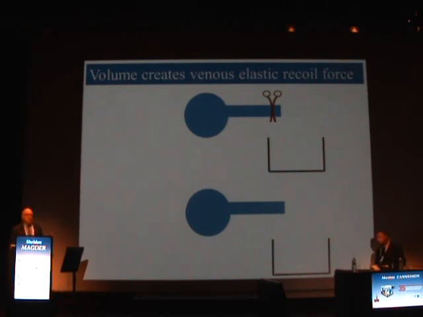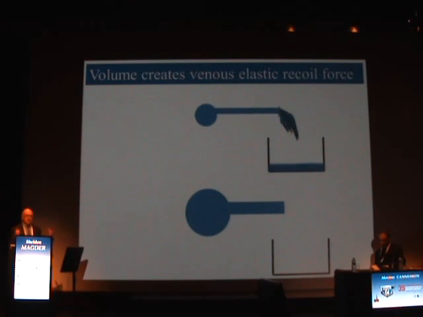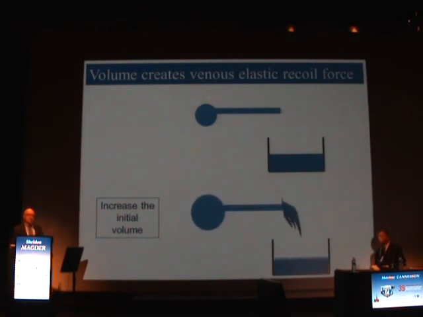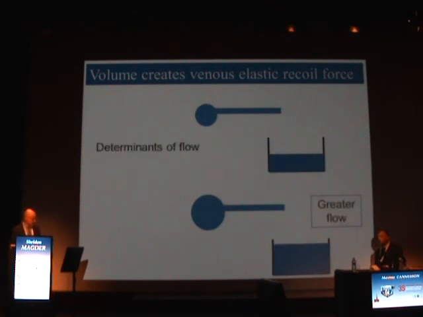When you stretch an elastic structure, the veins and venules, the volume creates an elastic recoil pressure. So I fill it up with volume, I clamp it, and when I release that clamp, there will be a fluid flow out of that elastic structure. If I increase the volume, I will have a greater flow out of that elastic structure. So the principles of flow from this very simple system are this. You have a stress volume, a compliance, and a resistance.